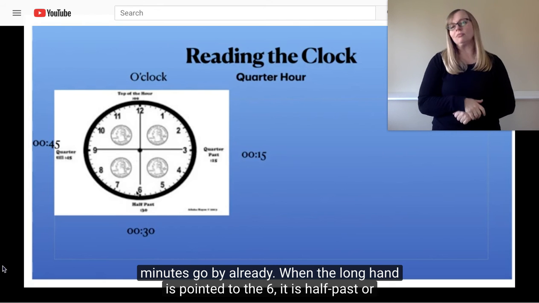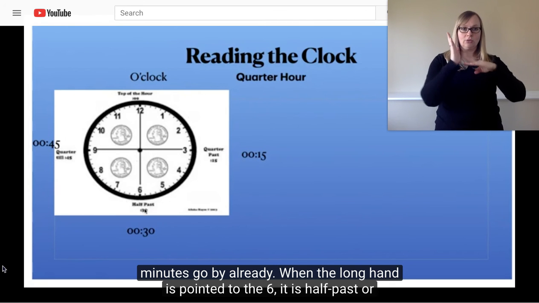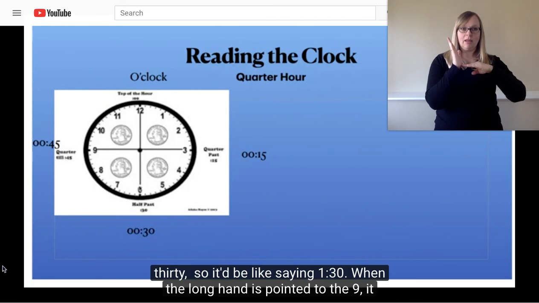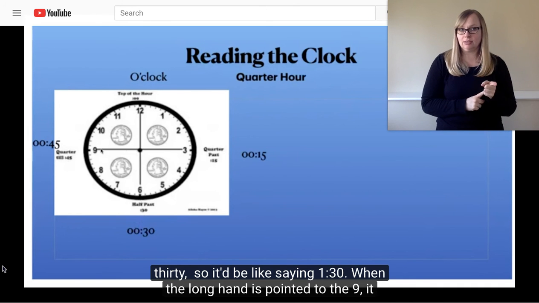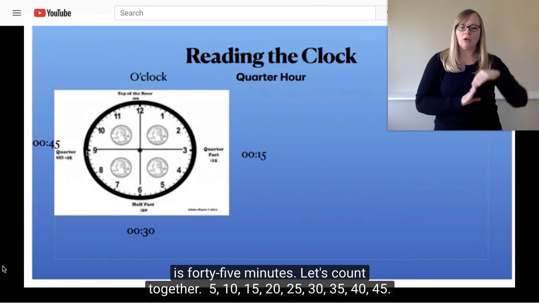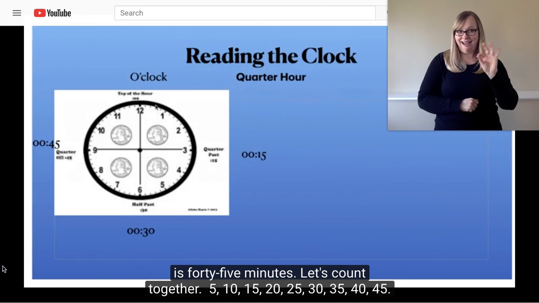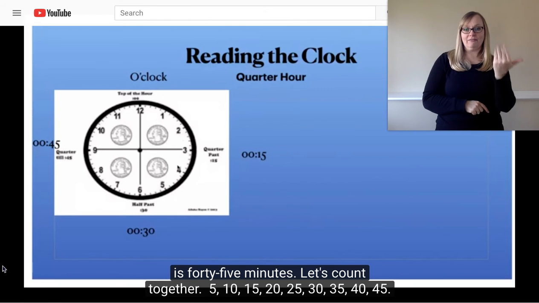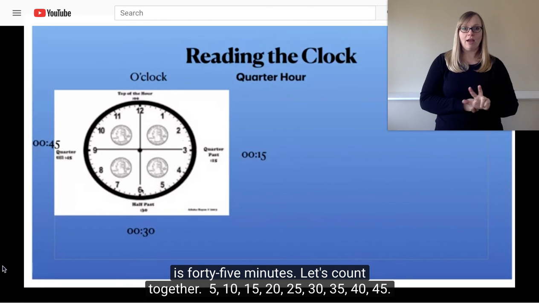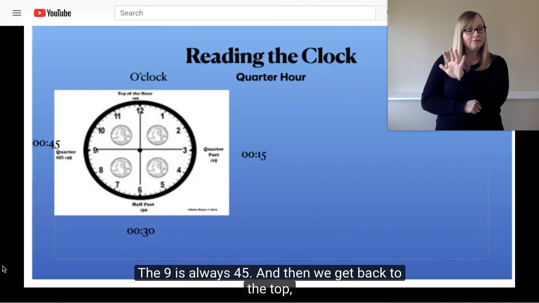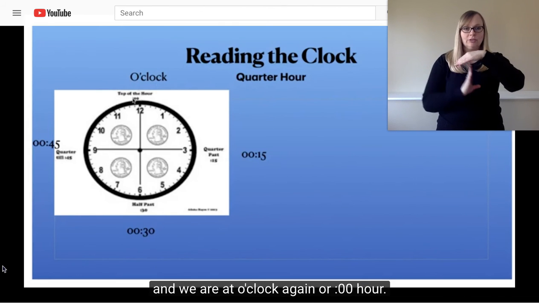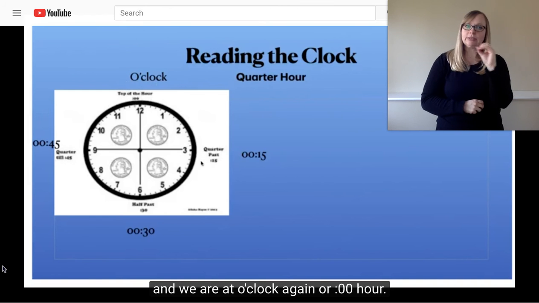When the long hand is pointed to the 6, it is half past, or 30. So it'd be like saying 1:30. When the long hand is pointed to the 9, it is 45 minutes. Let's count together. 5, 10, 15, 20, 25, 30, 35, 40, 45. The 9 is always 45. And then we get back to the top, and we are at o'clock again, or 00 minutes.